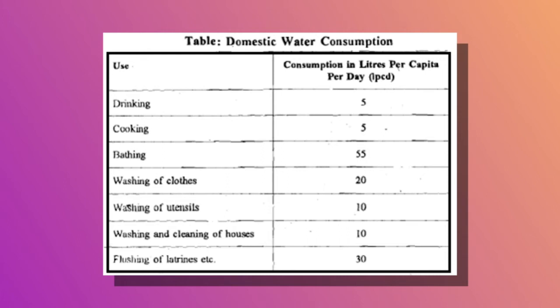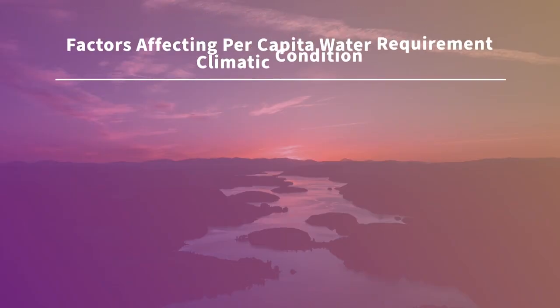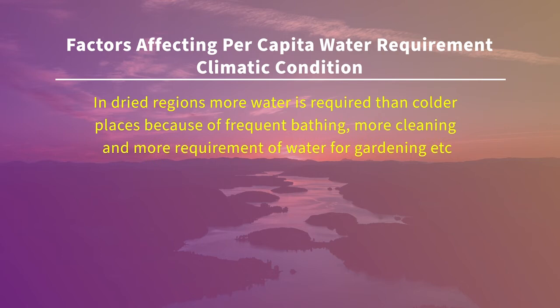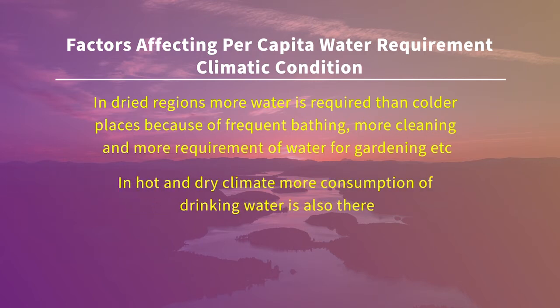This is 30 liter per capita per day. Factors affecting per capita water requirement. Climatic conditions: in dry regions, more water is required than in colder places, because of frequent bathing, more cleaning, and more requirement of water for gardening, etc. In hot and dry climates, more consumption of drinking water also happens.